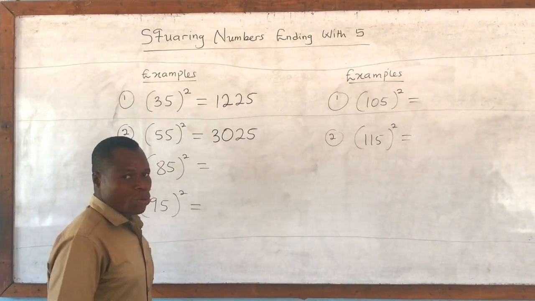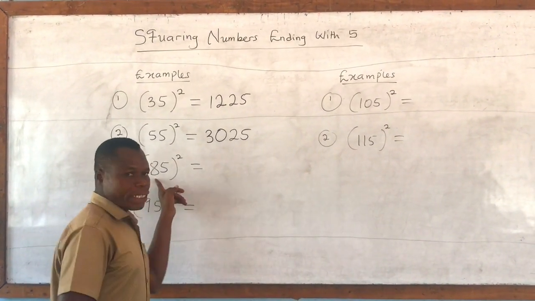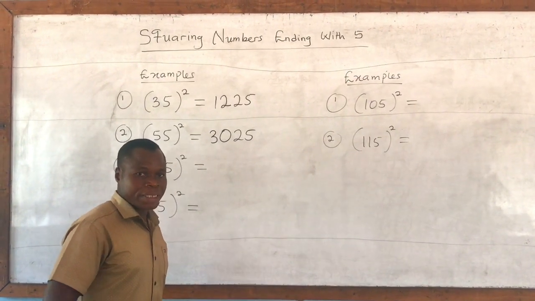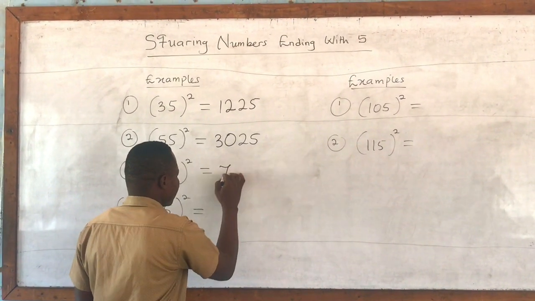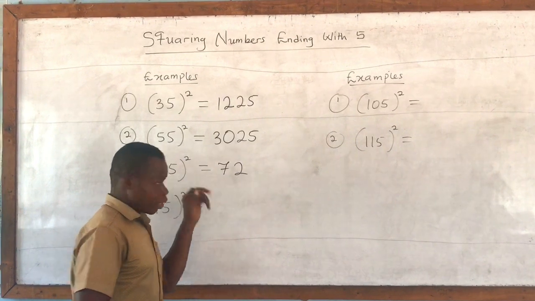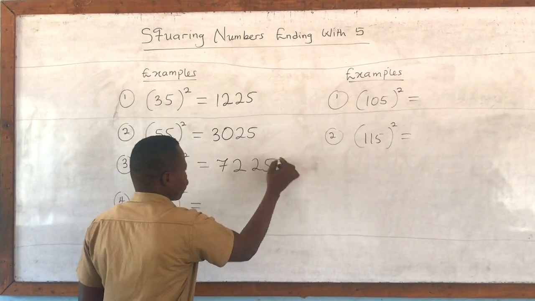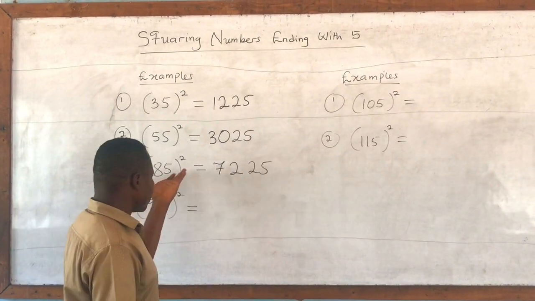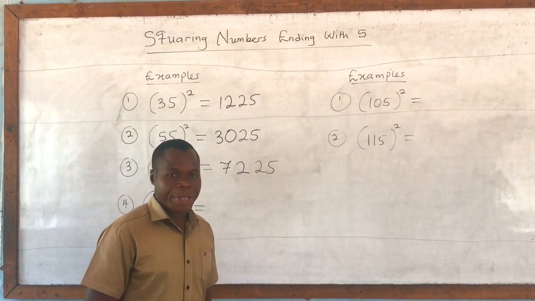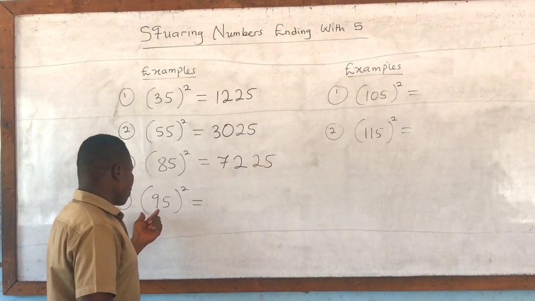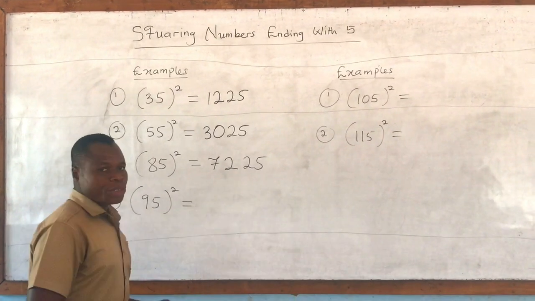Example 3, 85 squared. I will take the first digit, which is 8. The number that comes after 8 is 9. And 8 times 9 is 72. Then I will square the last digit, which is 5 times 5 is 25. Meaning 85 squared is 7,225.